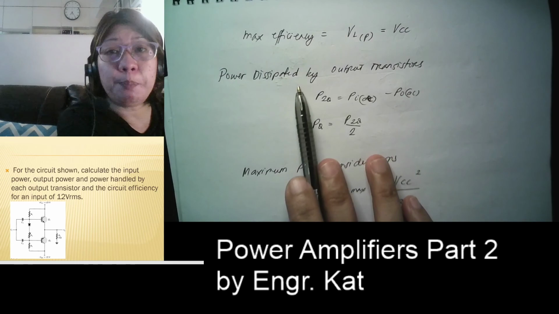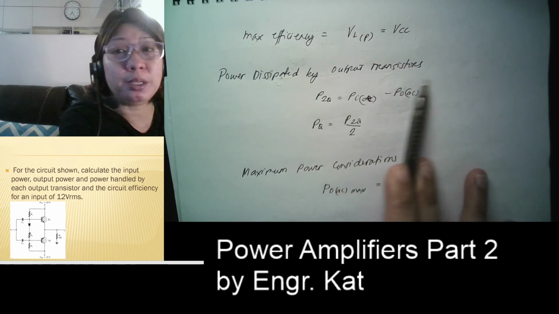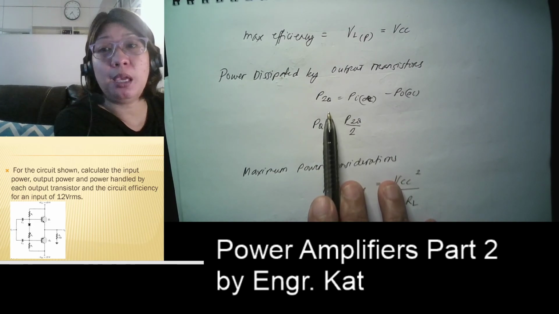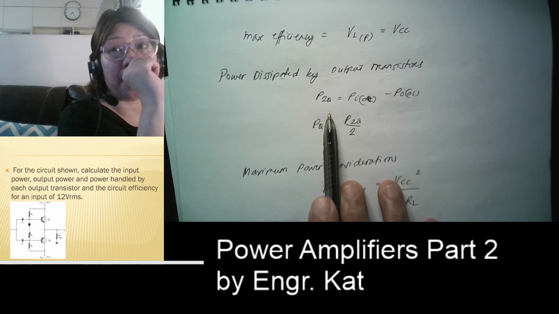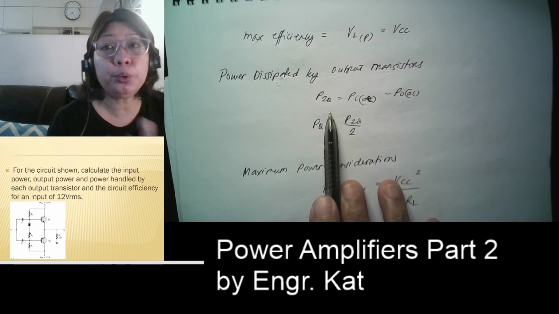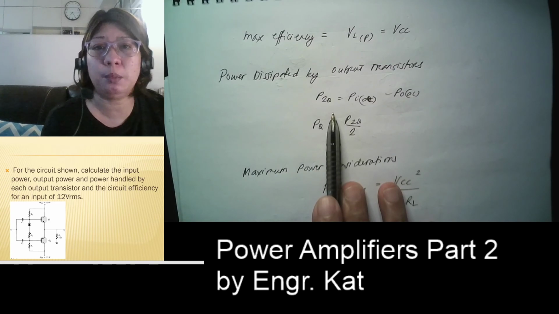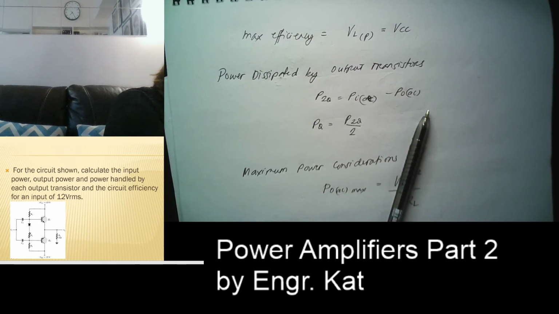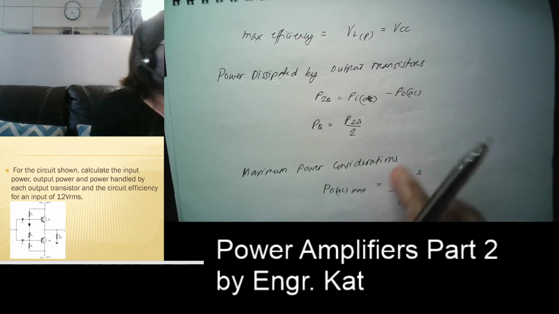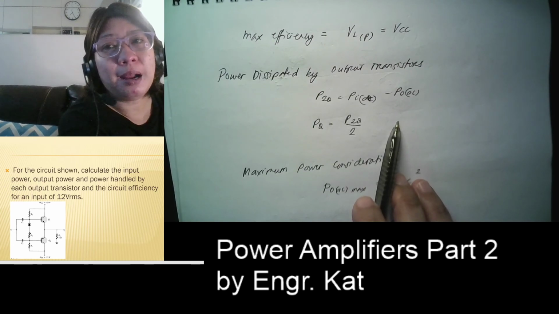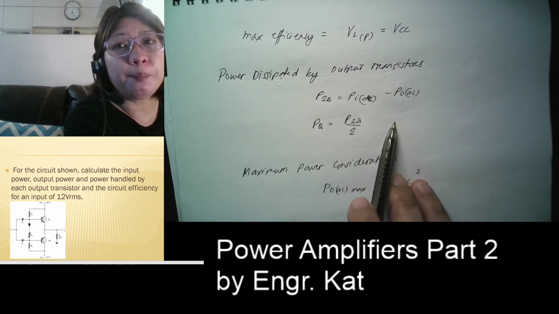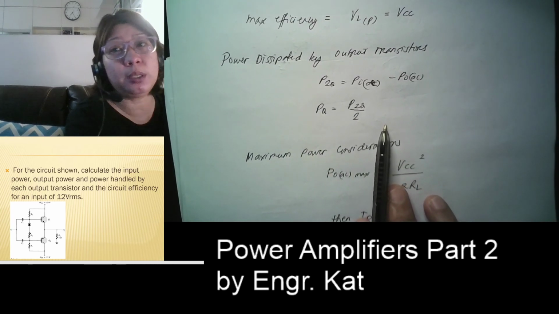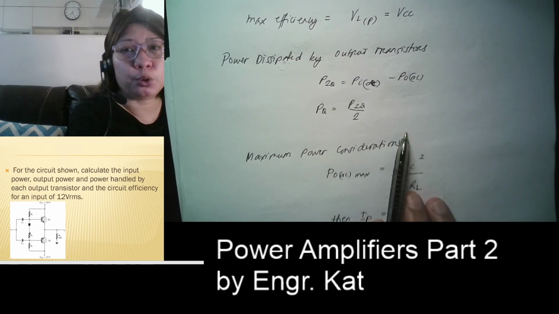So the power dissipated by the output transistors is equivalent to P2Q. Why 2Q? Because technically for a push-pull amplifier, we use two transistors, so there are two transistors that also dissipate power. That is equivalent to your PDC minus your POAC. Let us say symmetrical, so they will be receiving the same amount of power. That will be equivalent to P2Q divided by 2, assuming that we are using complementary symmetrical transistors.